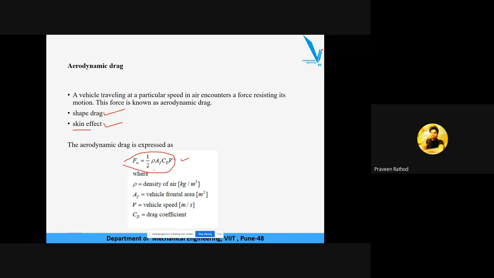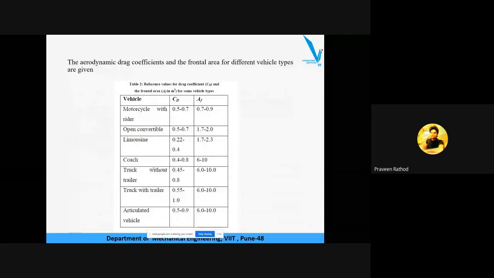Usually manufacturers are trying to reduce the drag force so that the vehicle will have more and more performance. So you can see which vehicles have which different drag forces. CD is nothing but the drag coefficient, and AF is nothing but the frontal area for some type of vehicle. So we will see that in the next lecture.